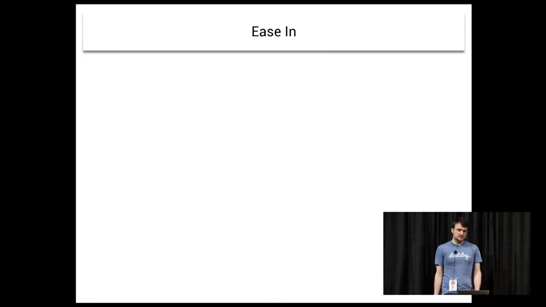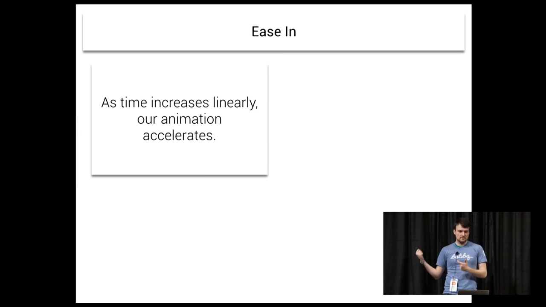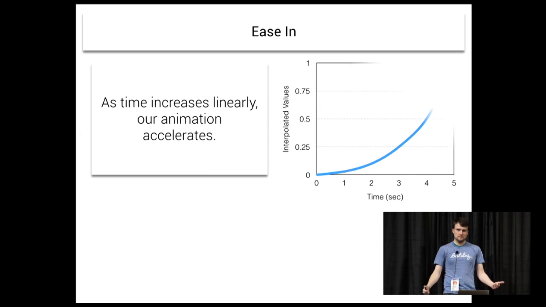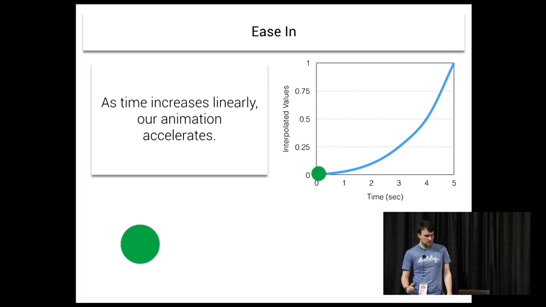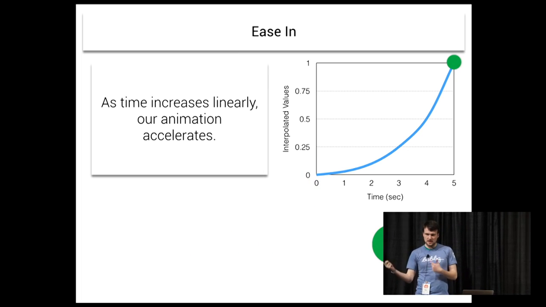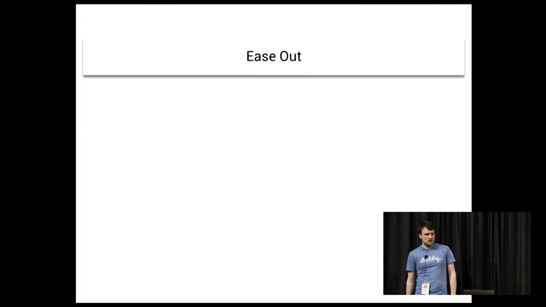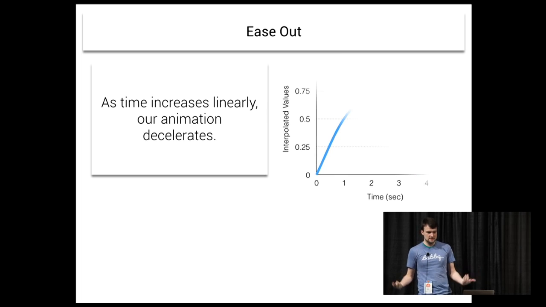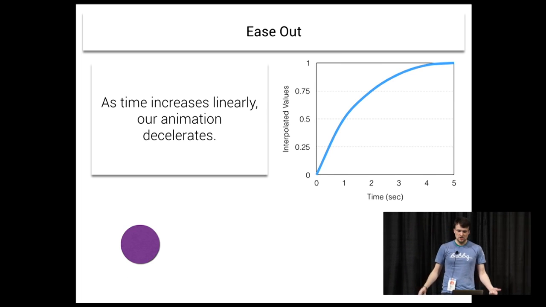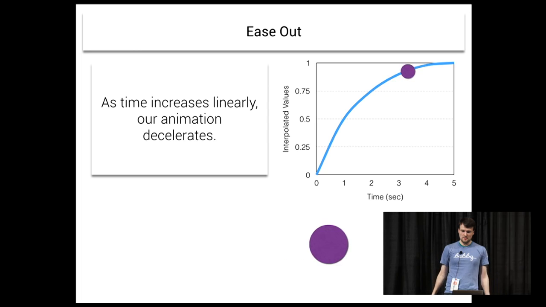We can also do what's called easing in. As our animation moves forward, our animation will actually accelerate. So here's an example of that. By the time it reaches the end, it's sped up a little bit. We also have the opposite of that, where our animation decelerates while it's moving. So it starts off really fast and slows down towards the end.